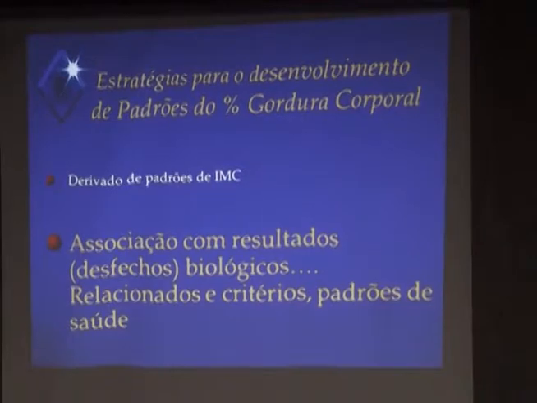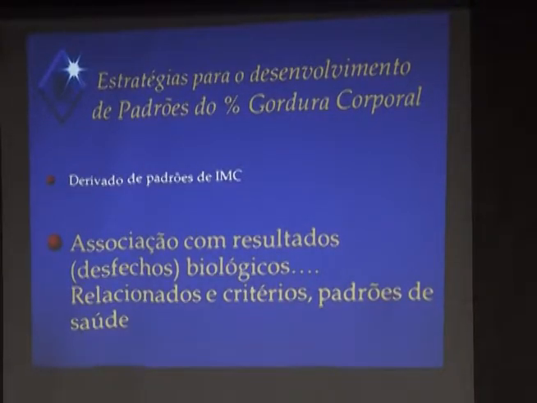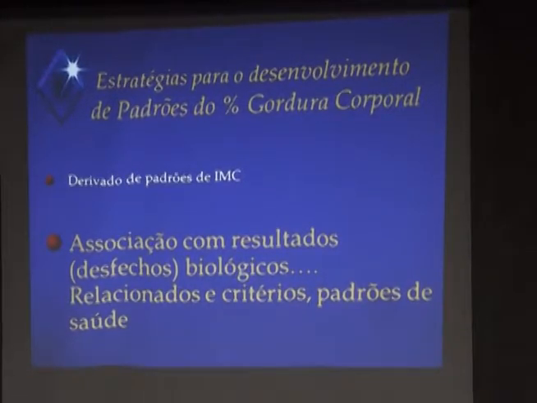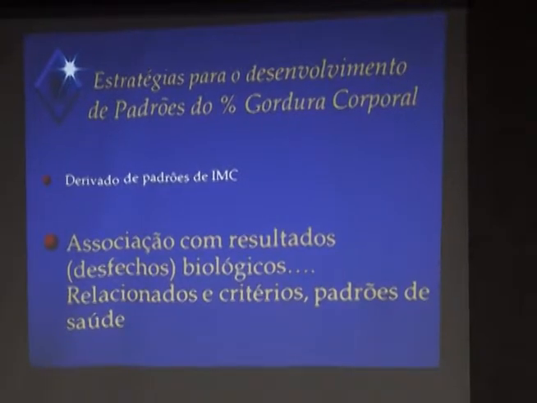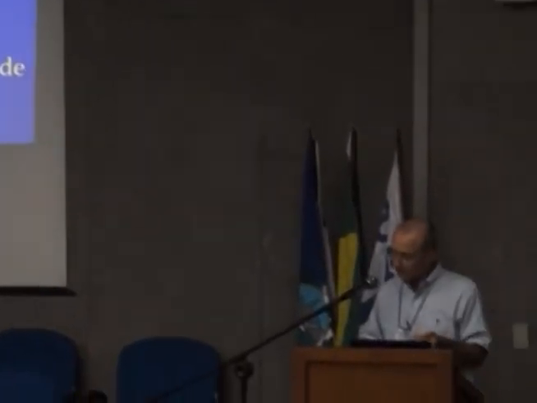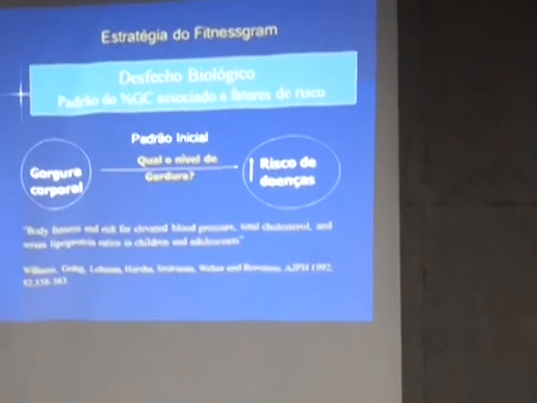Here's another way to do it. Link body fat, because body fat is a direct measure of obesity, fatness, to some biological endpoint. What are we worried about? We're worried about insulin resistance. We're worried about lipid profiles, dyslipidemia. We're worried about low-grade inflammation. Put it all together, you get metabolic syndrome. There are different definitions of metabolic syndrome. But still, you could choose a health-related criterion and ask: if I start with body fat, what level of body fat predicts disease risk? And use that as a way of developing a standard.